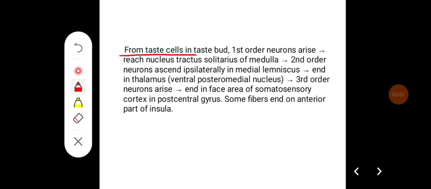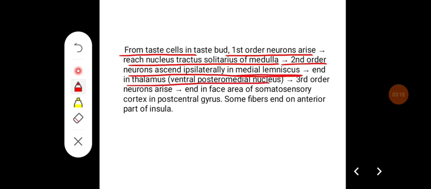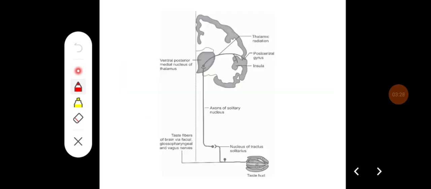From the taste cells in the taste bud, first order neurons arise. They reach the nucleus tractus solitarius of the medulla. From here, second order neurons arise and ascend ipsilaterally in the medial lemniscus. They end in the thalamus in the ventroposterior medial nucleus, and third order neurons arise from here. They end in the face area of the somatosensory cortex in the postcentral gyrus. Some fibers also end on the anterior part of the insula.